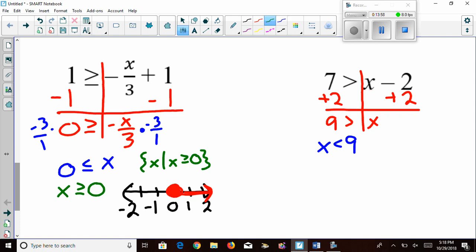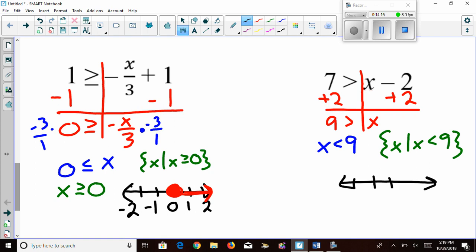And now I'll write it in set builder notation. My answer is any number x as long as x is less than 9. And now I go and I make a number line. 1, 2, 3, 4, 5. See, 9. Maybe I'll count by threes. 12, 15, 6, and 3. Since x is less than 9, 9 is not one of my answers, but I'll still put an open circle there. And less than means I shade to the left.